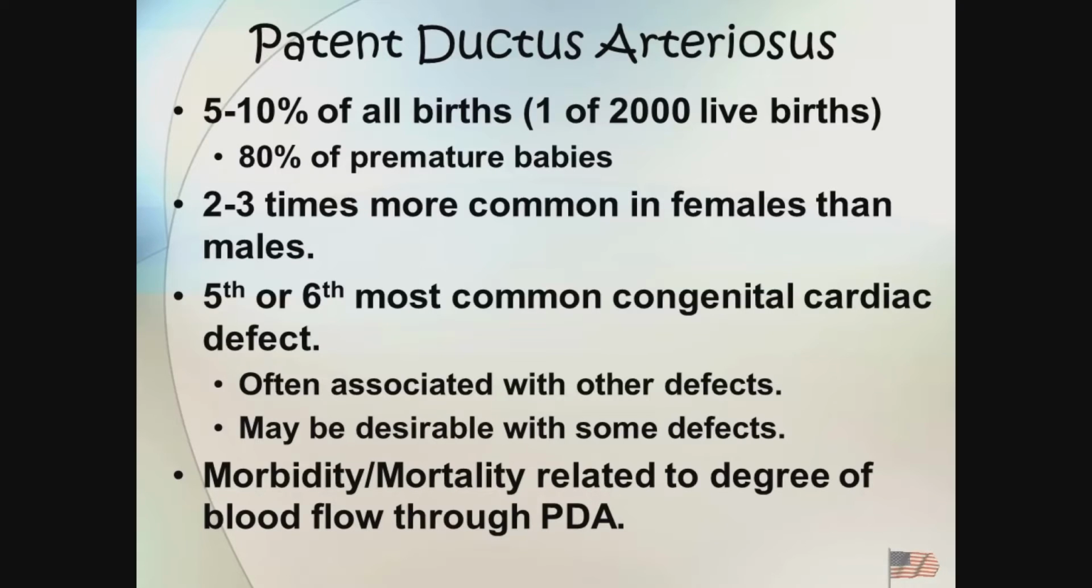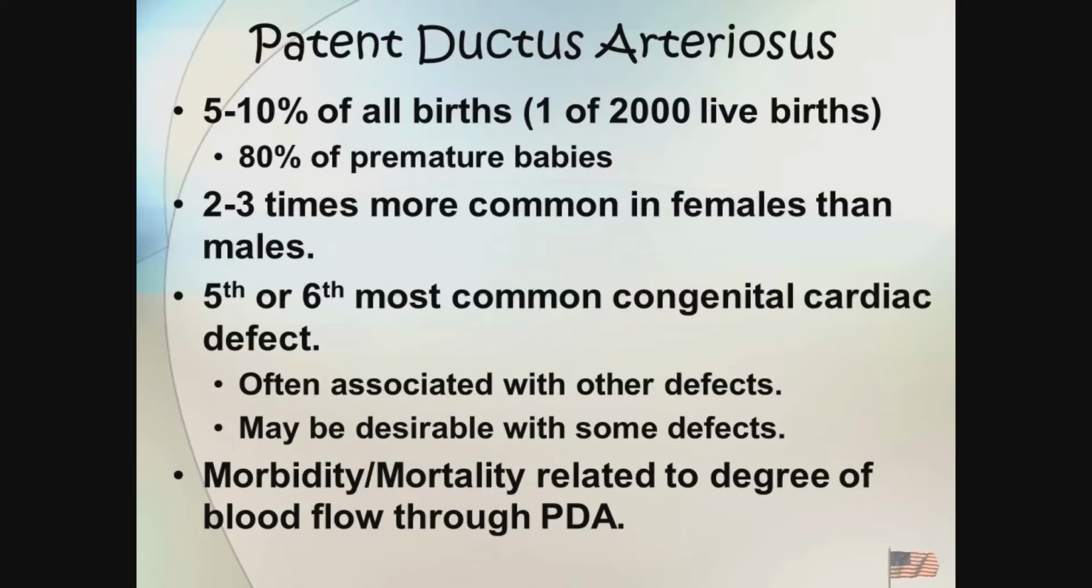Roughly 1 in 2,000 live births, higher in premature babies than it is in term babies. And for whatever reason, it's more common in females than males. It's the 5th or 6th, depending upon who you count, common congenital heart defect, and often it is present with other defects, and in some cases, if you don't have it, you don't survive birth. So, the degree of morbidity and mortality, do we know the difference between those two terms?